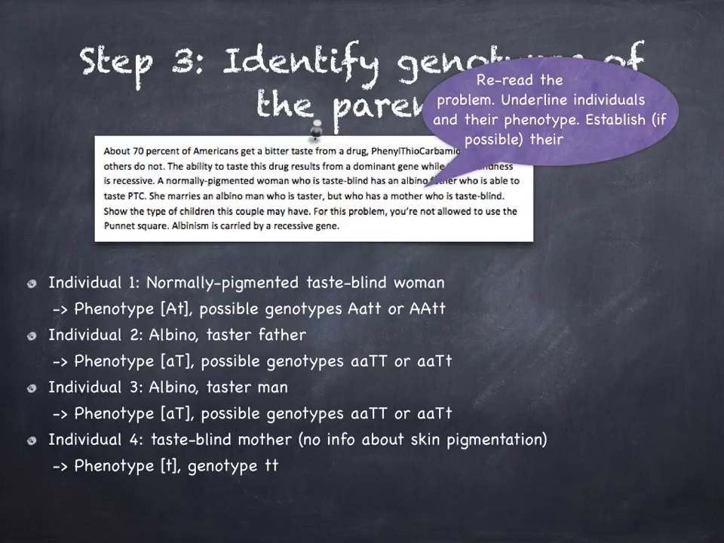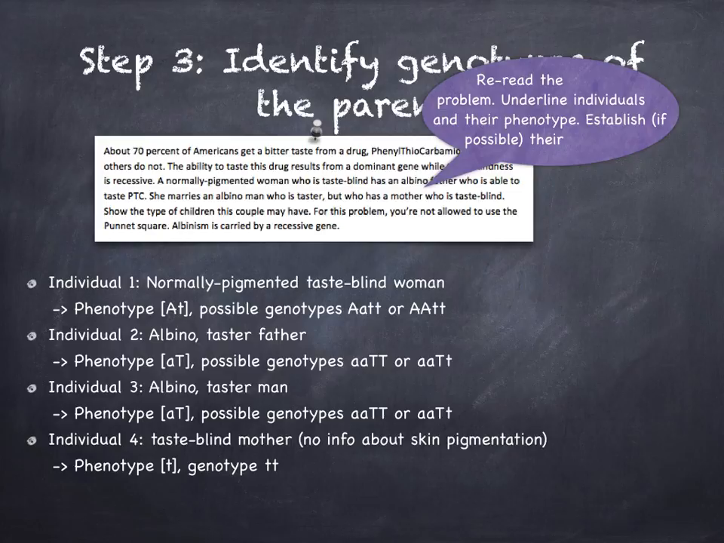Then the third individual is the man that she will marry and with whom she wants to have kids. The phenotype of this man is an albino taster, so he is small a, big T. The possible genotypes are exactly like the father: small a, big T, or small a, big T, small t.